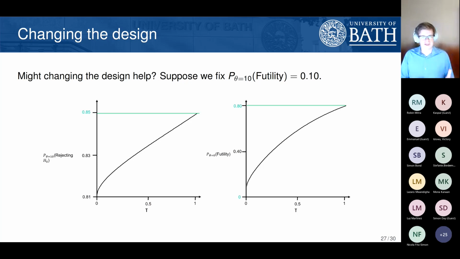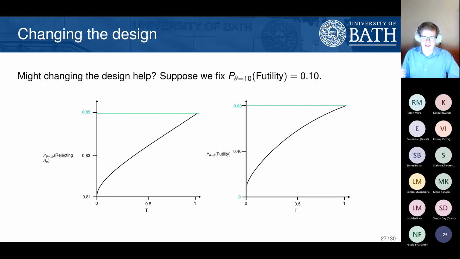So I could change the design and potentially fix the probability of futility stopping, as it were. So essentially changing that threshold depending on how much missing data you're expecting there to be. So let's have a look at what happens in that case. Well, if you look on the left, this is under the alternate, so theta equal 10, the probability of rejecting H0. We can see actually this is pretty good, no matter how much missingness there is.